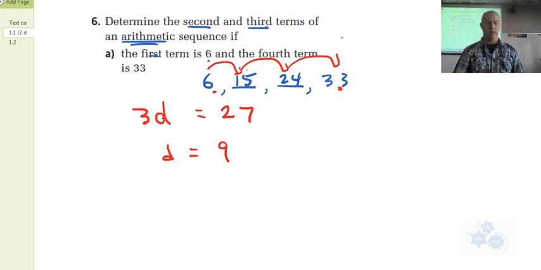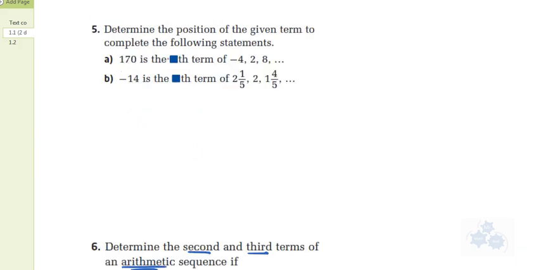Any questions on that? Probably A wasn't the one you had trouble with, right? Could your common difference be a decimal? Yeah, it could. Okay, not a problem. Okay? Let's take a look at number 5 then.